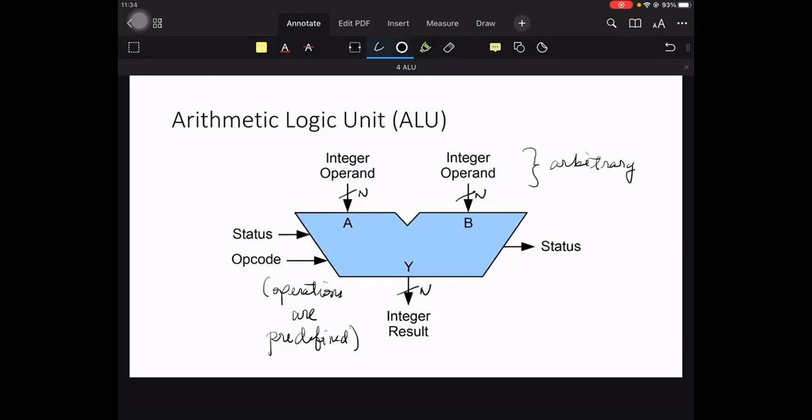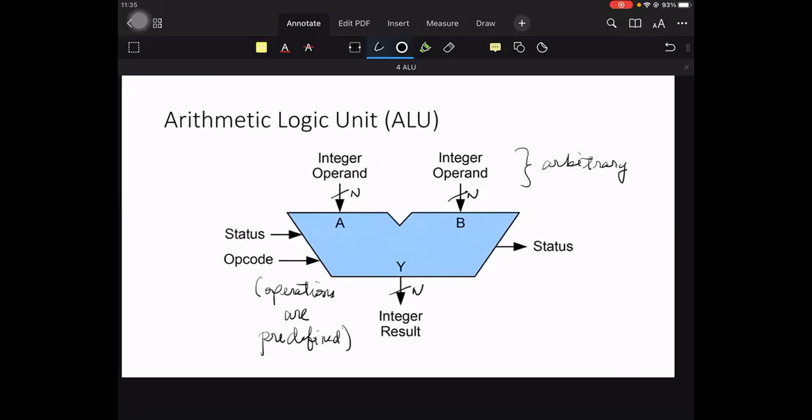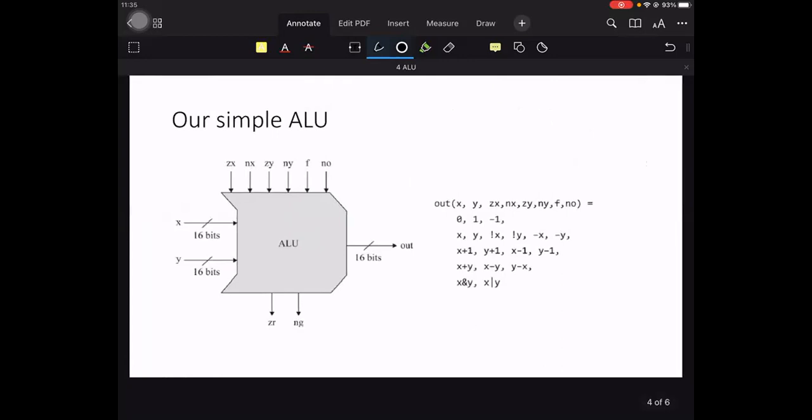So there are, of course, numerous ALUs existing in the world right now. If we tried to design a real-world ALU, that would take us a plenty amount of time. The nicer it is, the more difficult it would be to design an ALU. So for this subject, we'll try to design a very simple ALU.